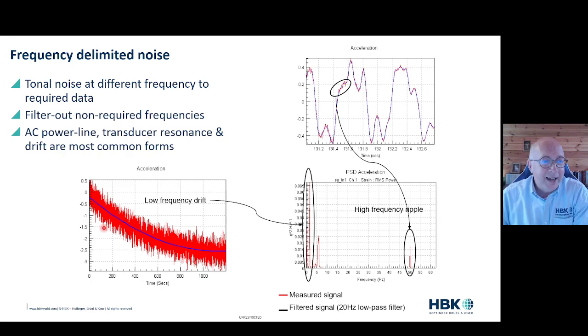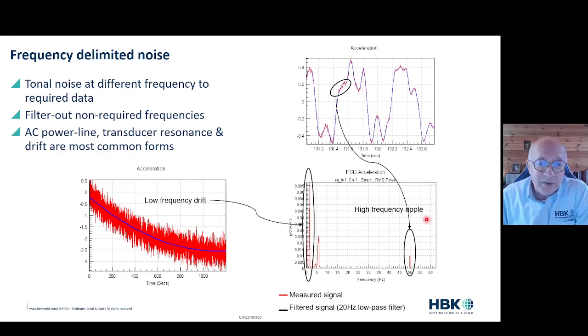So things like, if we've got a low frequency drift, then we can correct that either in the time domain, or we can see it in the frequency domain and we can put in a filter. So if we know that our signal has nothing below 2 Hertz in it that's real, we can put in a high pass filter and filter out that low frequency drift.